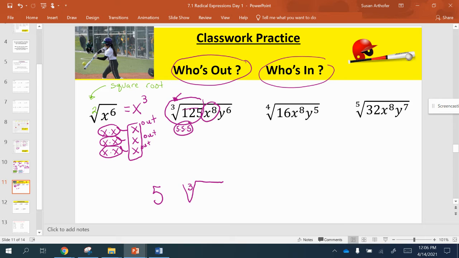Okay, x to the 8th. We're done with the 125. I'm going to draw them in sets of 3 because you need 3 to get out. So there's 3, 4, 5, 6, 7, 8. Sets of 3, out is X. Set of 3, out is X. These are out. There's not 3 here, so these are still in. So when I write my answer, the ones that got out are X squared, 2 of them. The ones that have to stay in are also 2 more, so X squared is in.